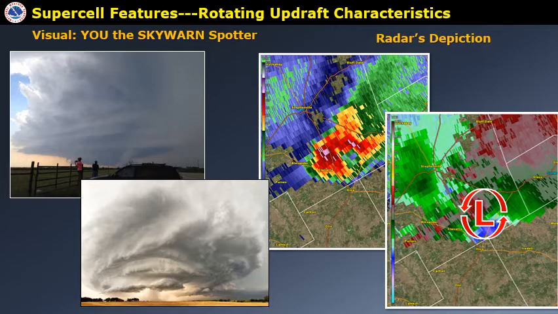I want to stress the next several slides will feature some radar eye candy. While it's tempting to report what you see on radar, remember, we at the National Weather Service can see the radar imagery. What we cannot see is what's outside your window, and that's where you, as a SKYWARN spotter, are pivotal to the success of our warning program.